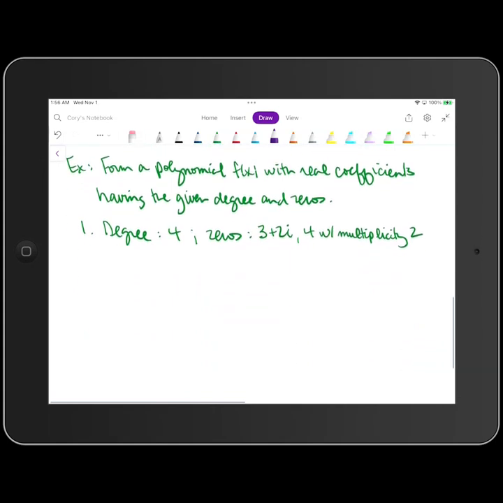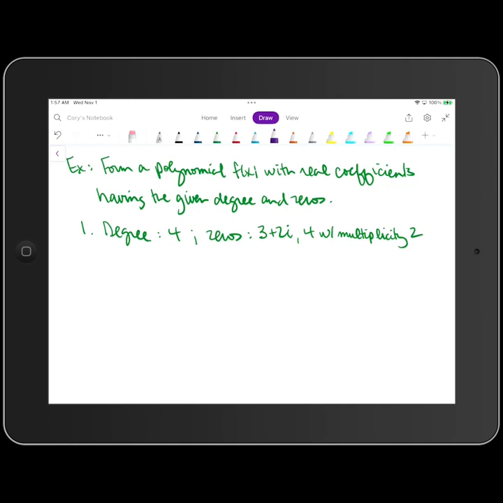Okay, let's move on to one that's a little bit more difficult. All right, so directions here ask us to form a polynomial f of x with real coefficients having the given degree and zeros. And for problem number 1, we are told the degree of our polynomial is 4, and we are told that this polynomial has zeros of 3 plus 2i and 4, and that zero of 4 has a multiplicity of 2. All right, so let's go ahead and work through this one together.